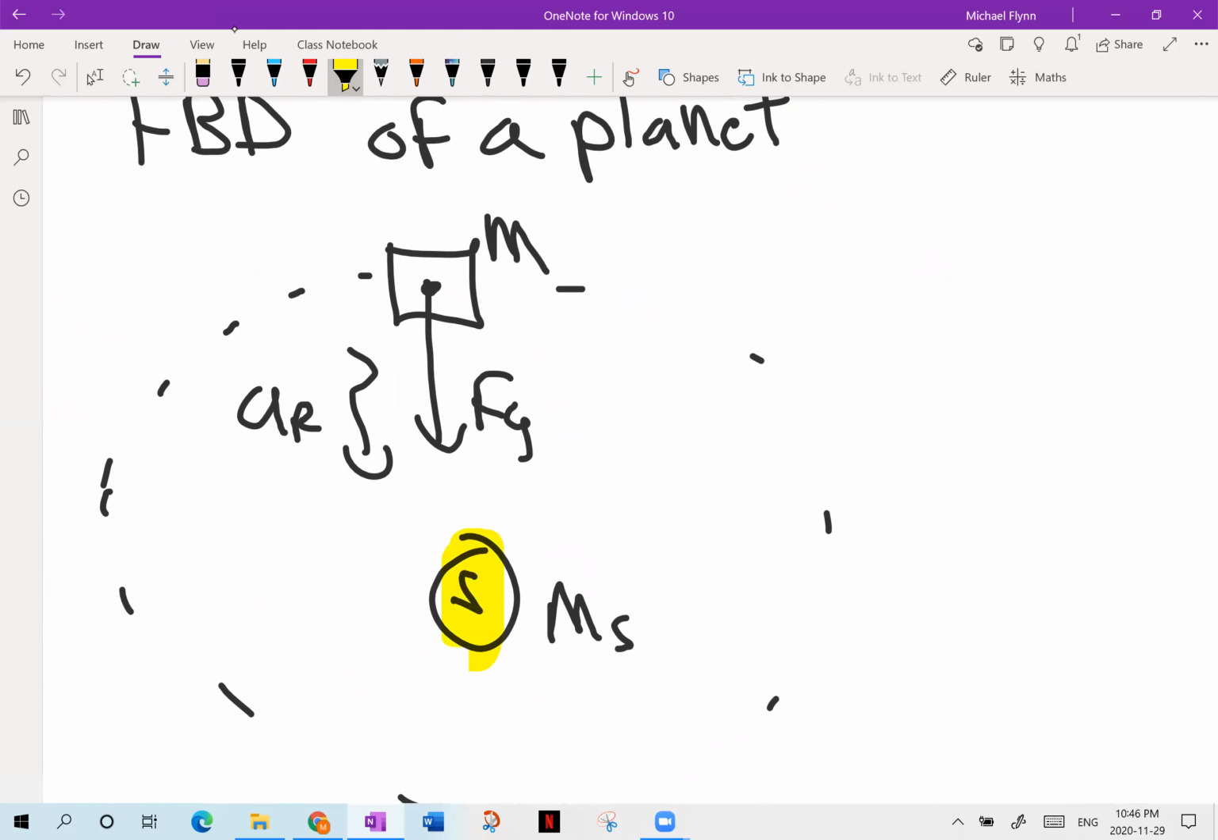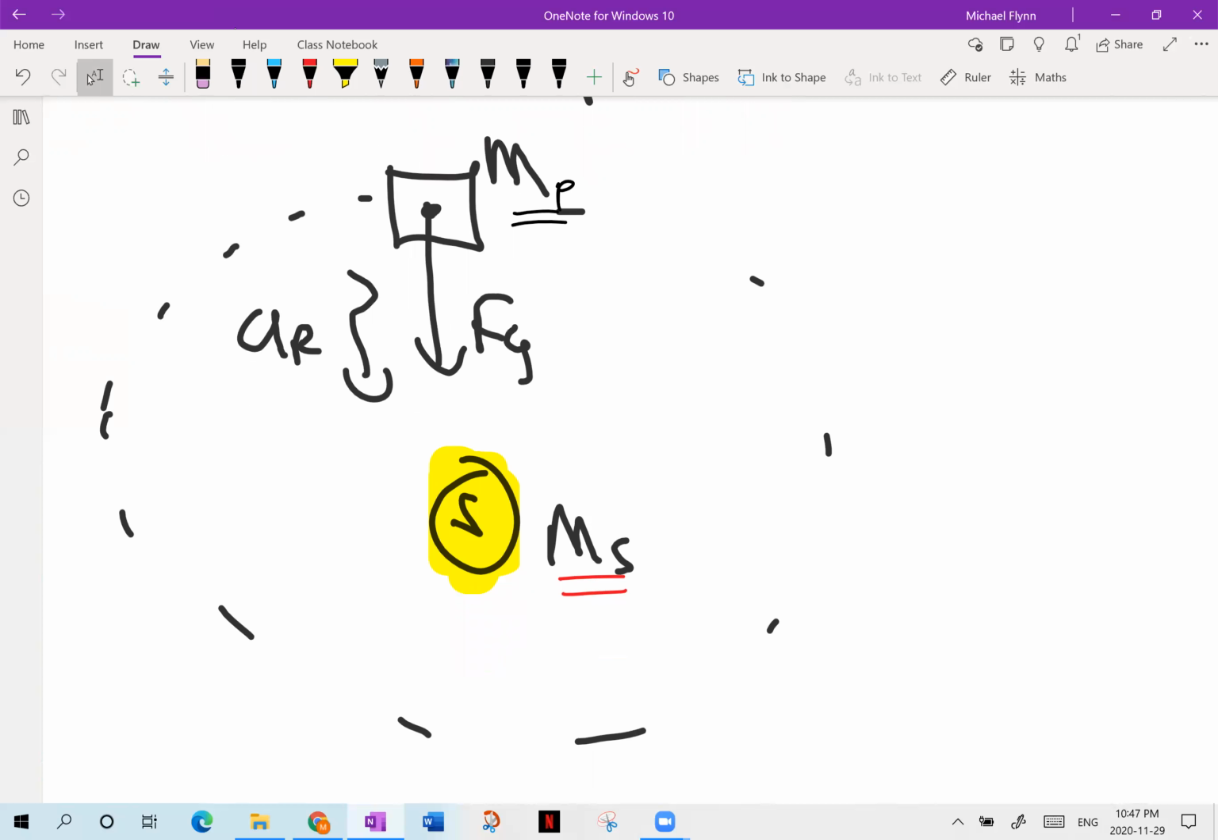So here's our sunshine, color it yellow. There's the sun. Now the sun has a certain mass, that is called ms. Earth also has a mass, let's call it mp, mass of planet. Now when Earth is going around in its approximately circular orbit around the sun, there's really only one force at work. Yes, it's moving this way, which is a property of circular motion, but it's got radial acceleration towards the sun all the time.